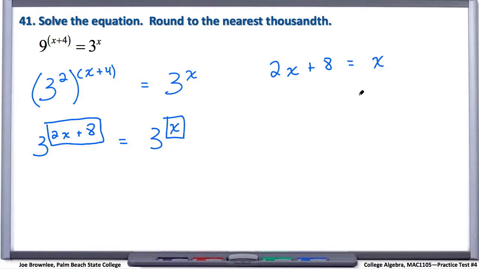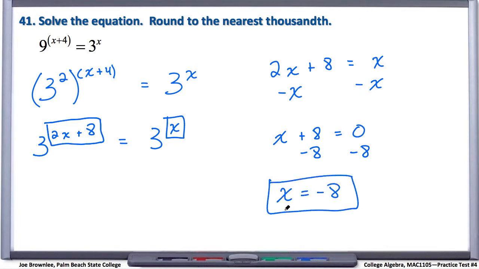We'll go ahead and get x's on the same side so we can subtract x from both sides. 2x minus x is simply x, plus 8 equals 0. And if we want x all by itself, last step, subtract 8 from both sides, which gives us x equals -8. And there we have it, number 41.